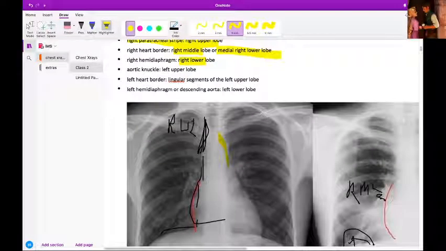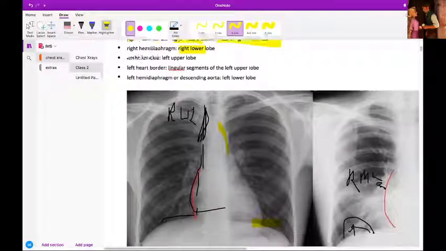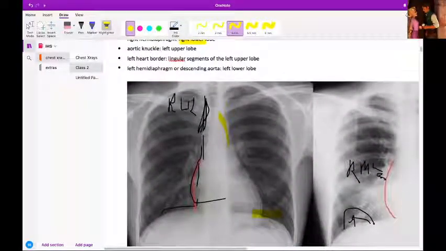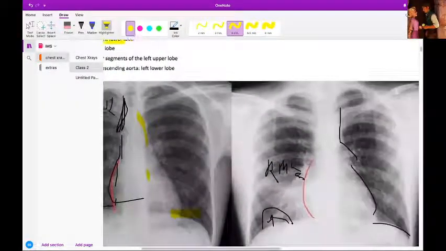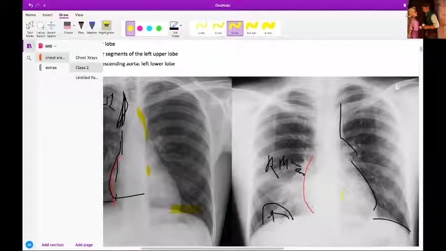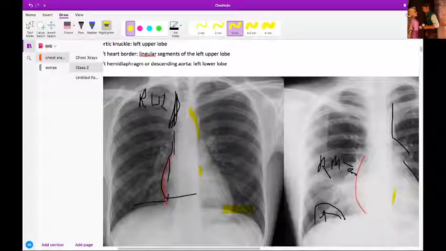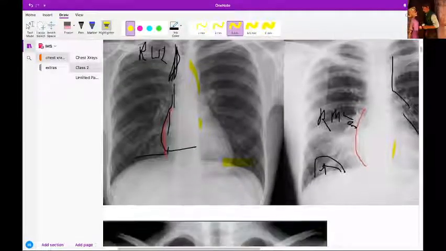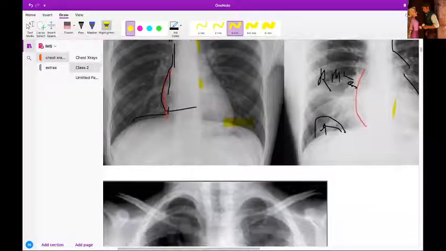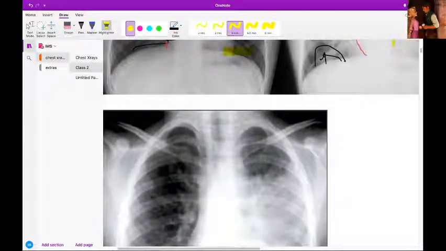Left heart border will be lingular segments of the left upper lobe, because we don't have a left middle lobe. Okay, and then left hemidiaphragm is the left lower lobe. Even the descending aorta, you can see here, then it is the left lower lobe. Okay, so that is silhouette sign. All right. Now let's go to the next screen.